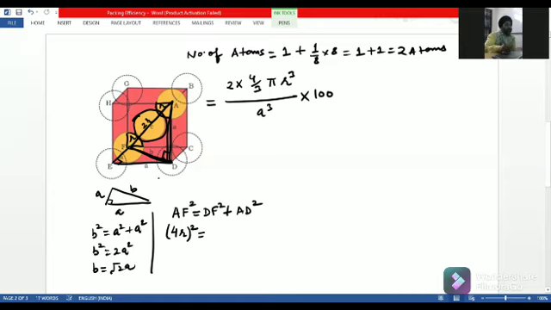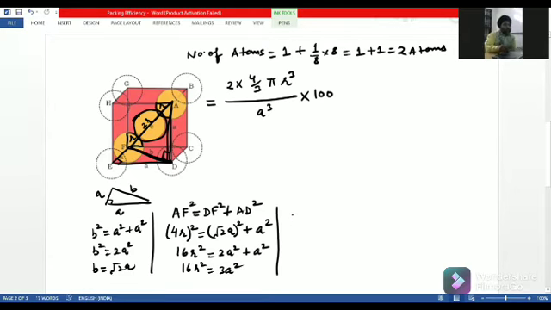And DF is equal to b, and we have got that b is equal to root 2 a, so (root 2 a) whole square, plus AD. Now AD is equal to the edge of the cube, that is a square. So you will get 16r square, and root 2 a square will be 2a square, and here you will get a square. So you are going to get 16r square equals 3a square.